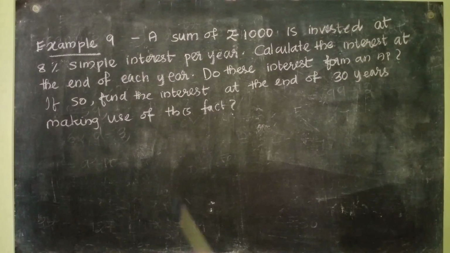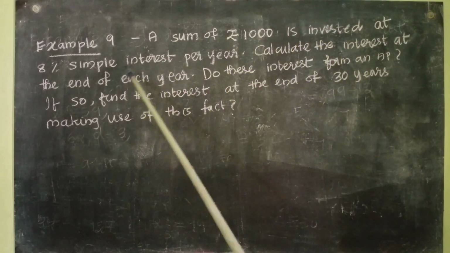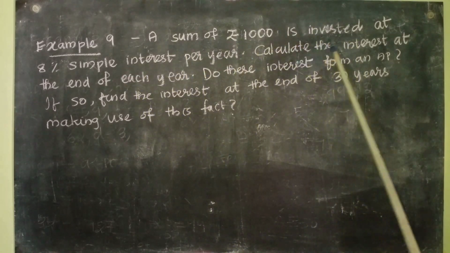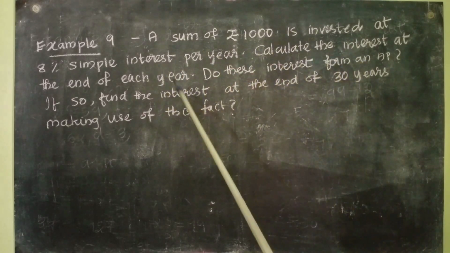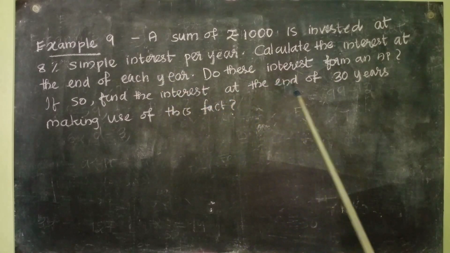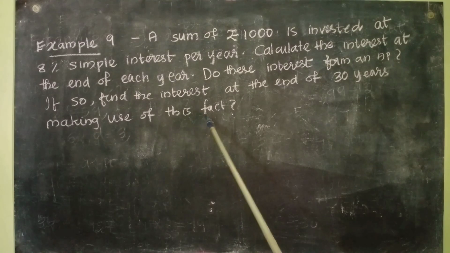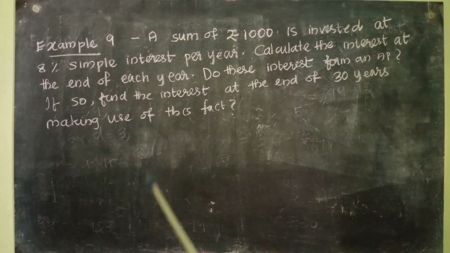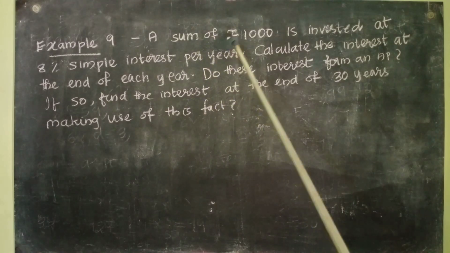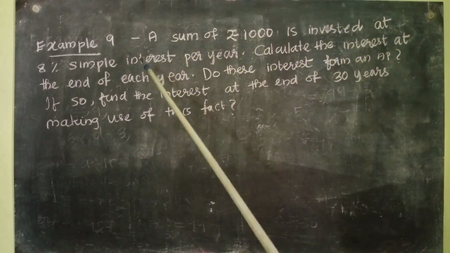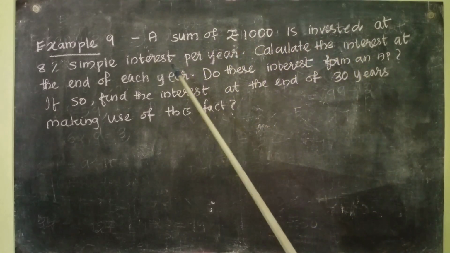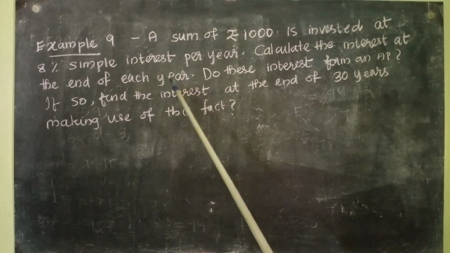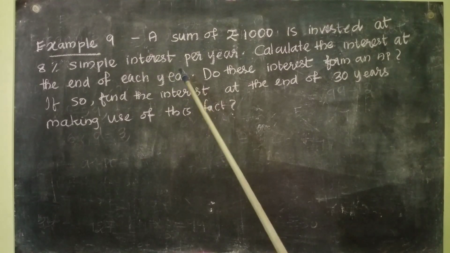Example 9. A sum of rupees 1000 is invested at 8% simple interest per year. Calculate the interest at the end of each year. Do this interest form an AP? If so, find the interest at the end of 30 years making use of this fact. So there are 3 questions. First question: a sum of rupees 1000 is invested at 8% simple interest per year. Calculate the interest at the end of each year. So we have to find out the simple interest at the end of each year.